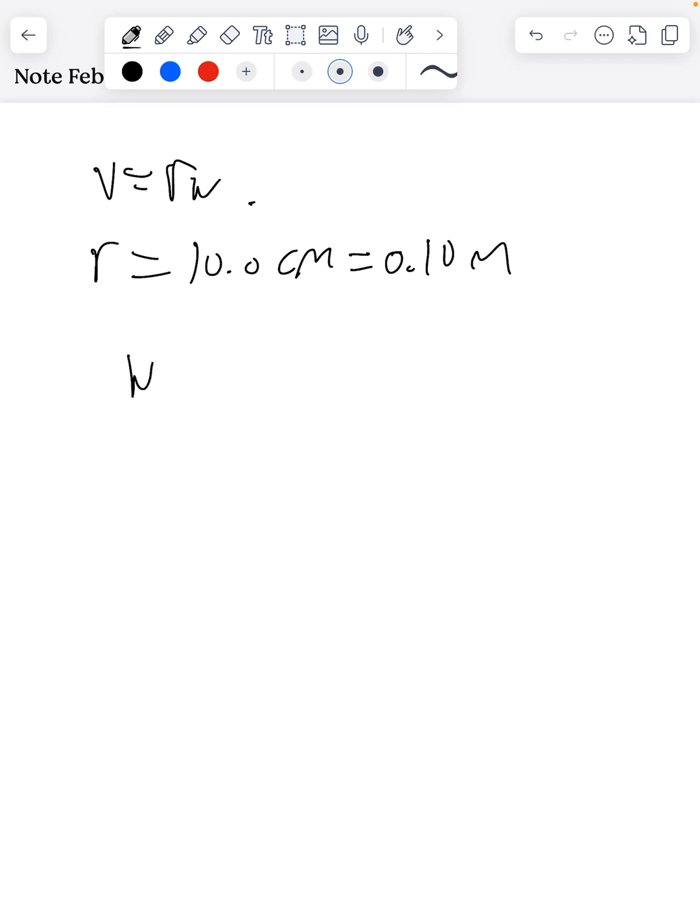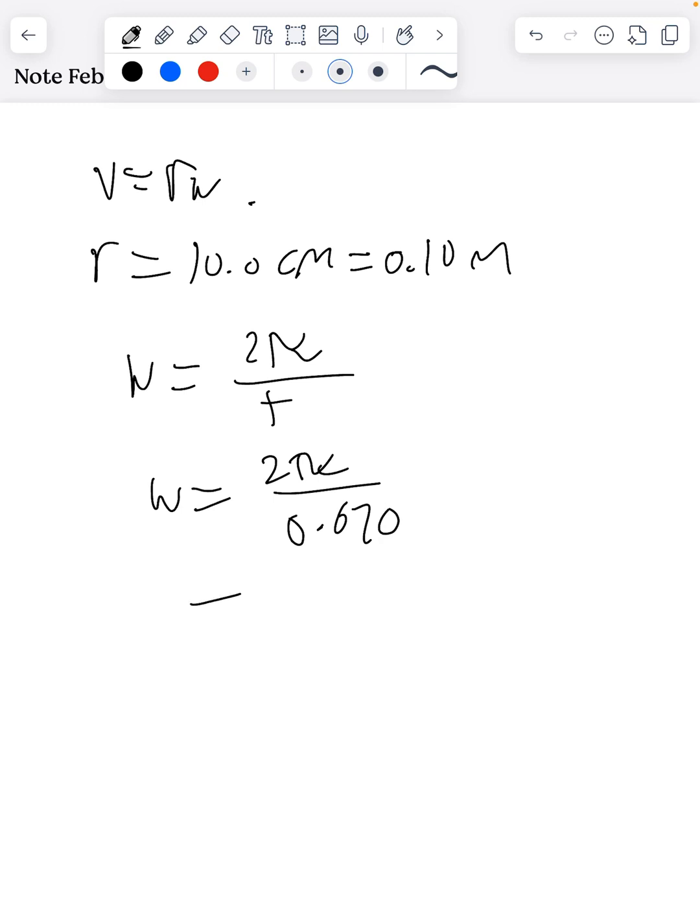With that, we know the linear speed of a point on a rotating object is given by v equals r omega. So we know that r equals 10.0 centimeters, which we're going to convert to 0.10 meters. And omega is the angular velocity of the wheel. This is the equation for it: omega equals 2 pi over 0.670.